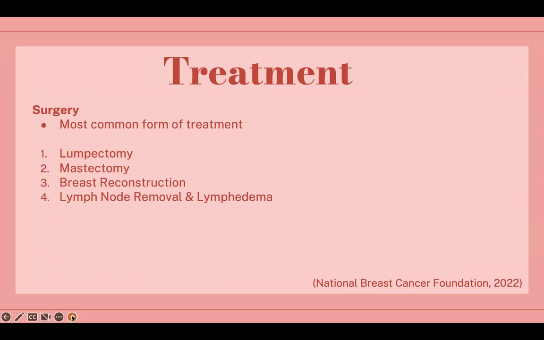The most common form of treatment is surgery, and it comes in the following forms: lumpectomy, mastectomy, breast reconstruction, and lymph node removal and lymphedema. A lumpectomy usually removes the least amount of breast tissue needed to get the tumor out and some of the healthy tissue that surrounds it. A mastectomy is the removal of some or all of the breast. Breast reconstruction is a different option to reconstruct the breast post-surgery. Lymph node removal and lymphedema is the possibility of removing lymph nodes to examine and determine if it has spread or not.